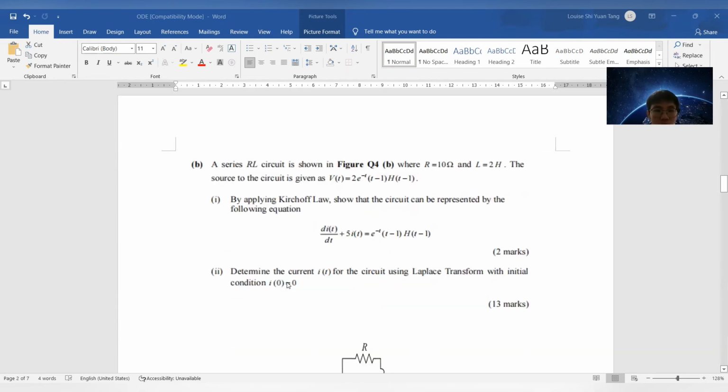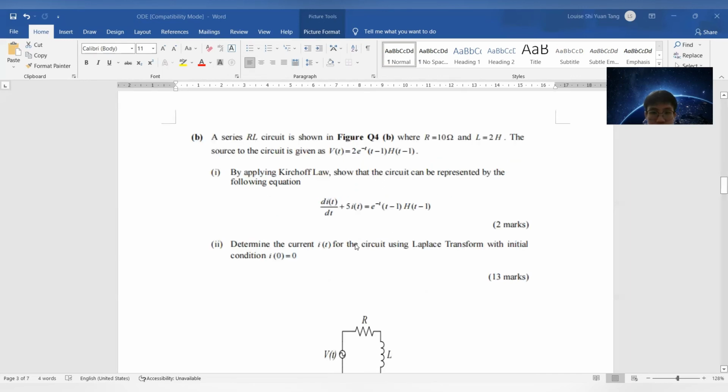So now we move on to B. A series RL circuit is shown in figure 4B, where R equals 10 ohm and L equals 2 H. The source of the circuit is given as V(t) equals 2 e to the power of negative (t minus 1) times h(t minus 1). The first thing, we need to use Kirchhoff's law to show that the circuit can be represented by the equation di(t)/dt plus 5i(t) equals e to the power of negative (t minus 1) h(t minus 1).